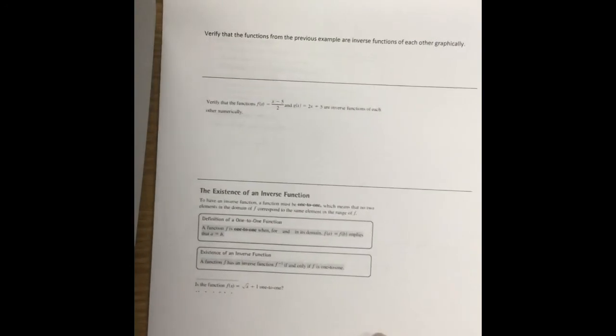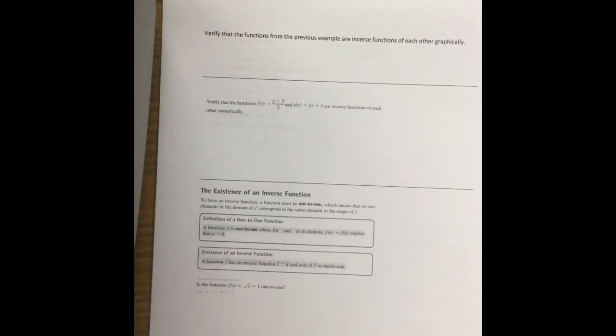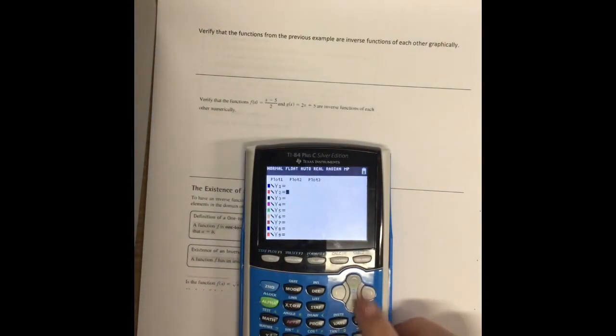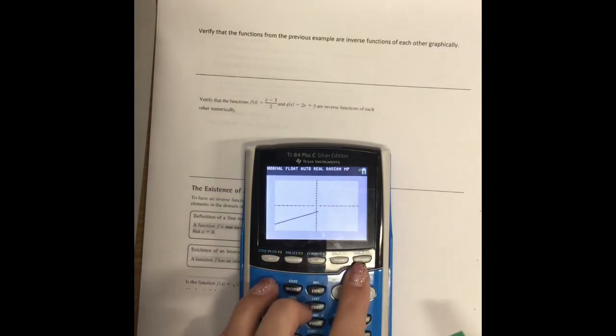Okay, next, verify that the functions are inverses of each other numerically. And so for numerically, that means that it wants us to use our graphing calculator and to use the table function. So let's see, and we can see if the x's and y's are flipped. So these are just lots of different ways of doing the same type of thing. I'm doing this so that then I can pull up my table. We can look at the graphically one too, just to compare here too. Looks like it's pretty good.